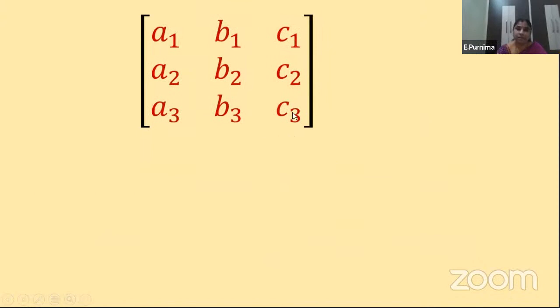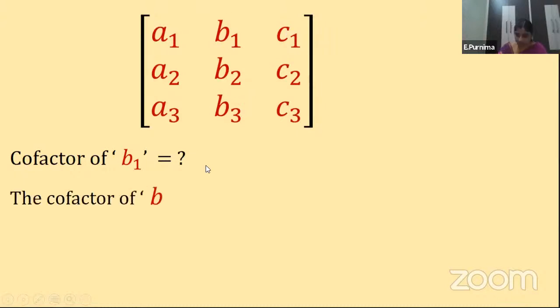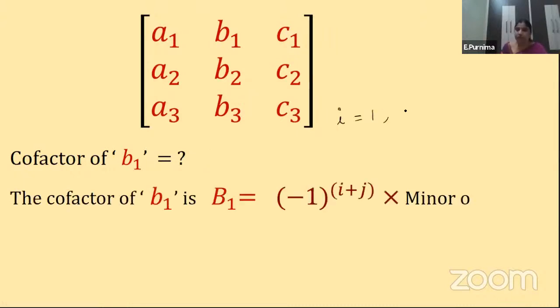So let us see that with an example also. This is the matrix we have. I'm trying to find the cofactor of the b1 element. Where is b1 present here? b1 is present in the first row and second column. So what will be the i value, children? i is nothing but 1 because it is in the first row. And j is in the second column, so the j value is 2. So let us substitute the values here.